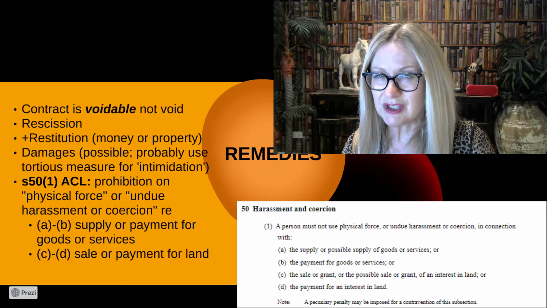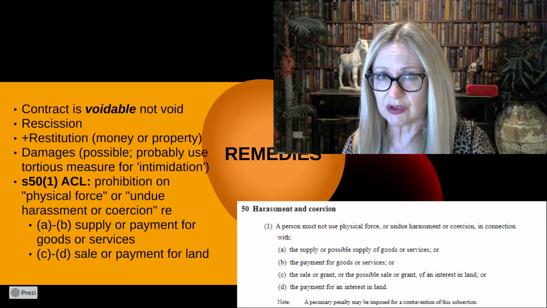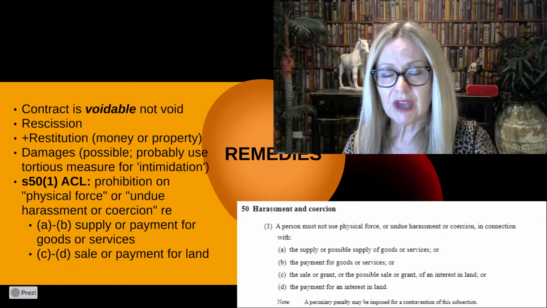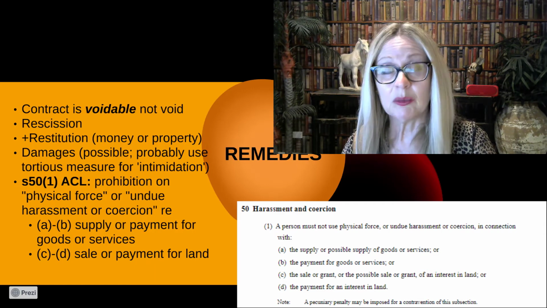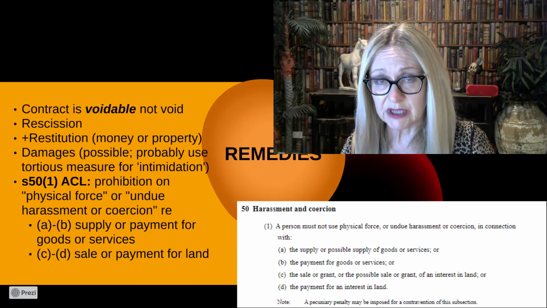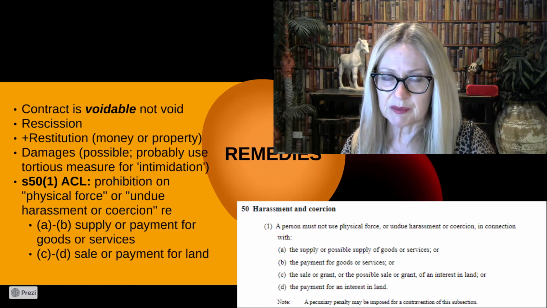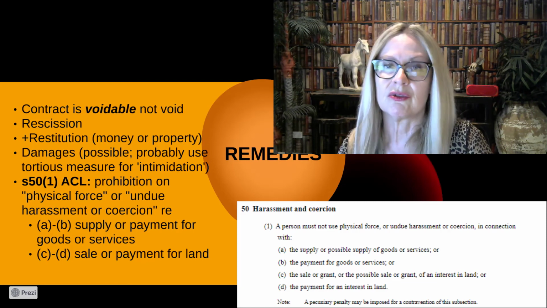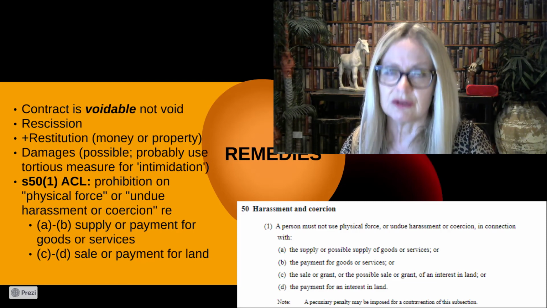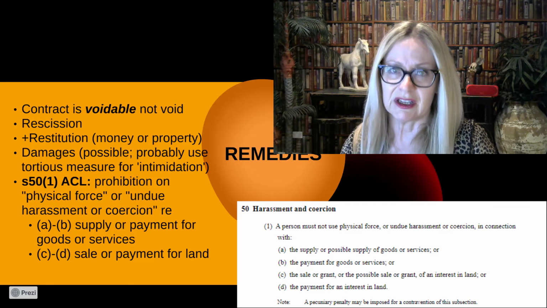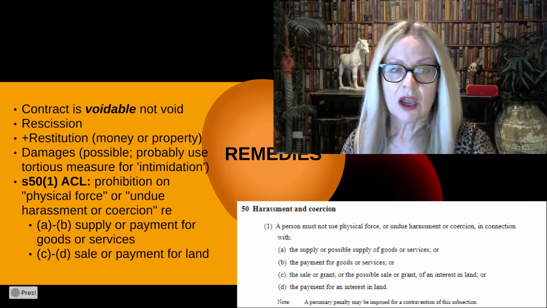There is still some lack of clarity on whether or not you can get damages. If you can get damages, they will be available in the tort of intimidation. Obviously, you're not going to get contractual damages because you're not suing on the contract for a breach of the terms, are you? You're suing for something else, a vitiating factor that's gone on.